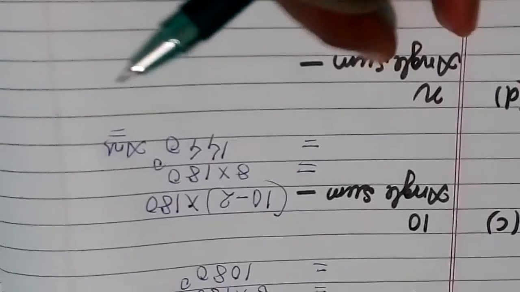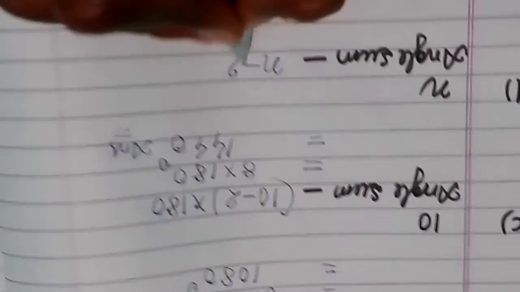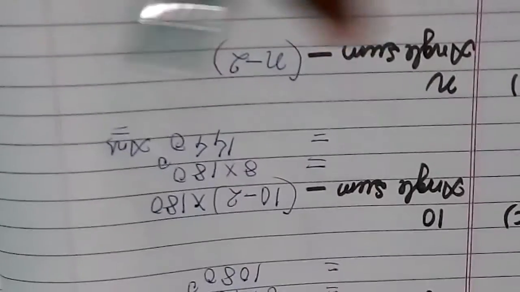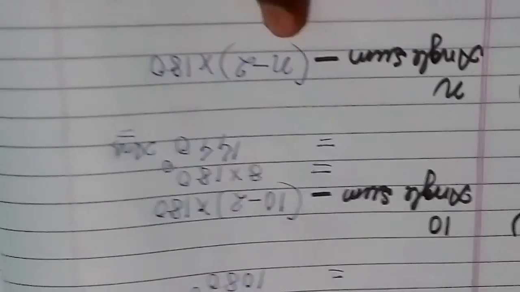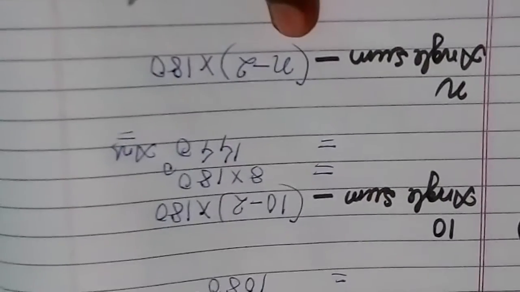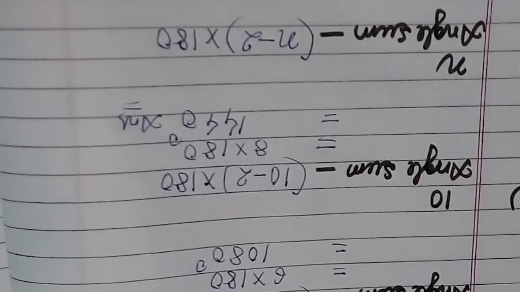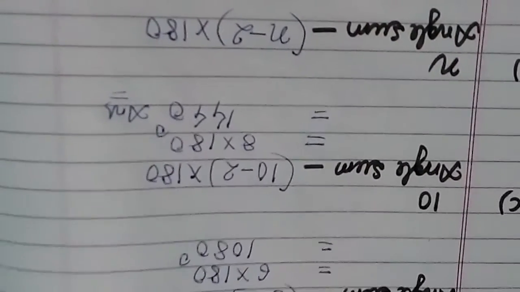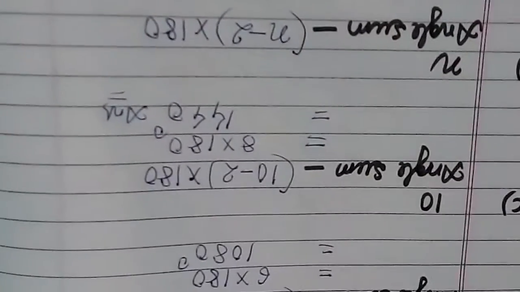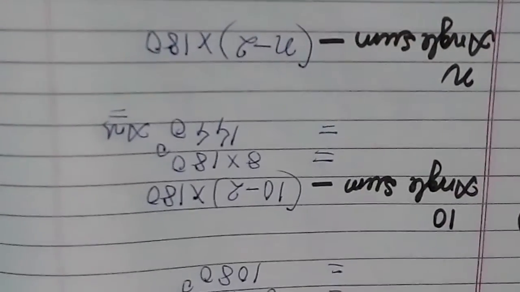And now if there are n sides, the general formula will be: you will subtract 2 from the number of sides, and here the number of sides is n. So n minus 2 multiplied by 180 degrees. You can take any positive value of n here. So in this way you can solve this question, and we can find the angle sum of any figure if the sides are given by this general formula: number of sides minus 2, multiplied by 180.